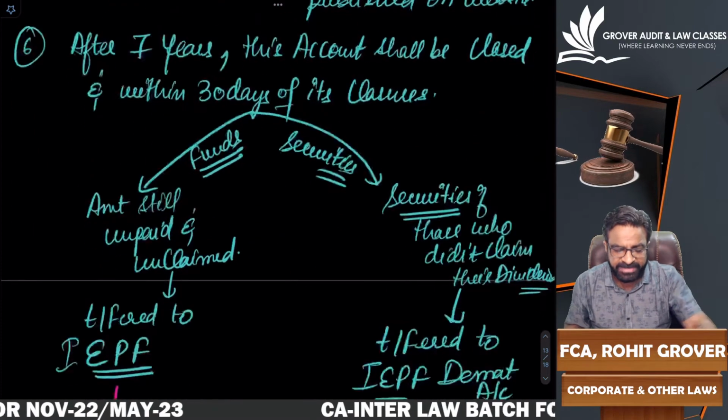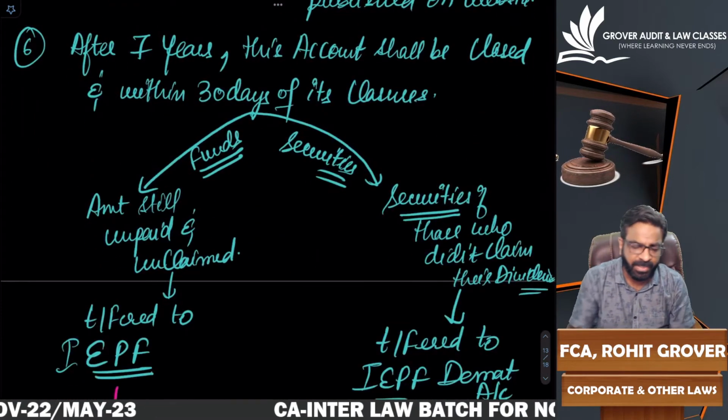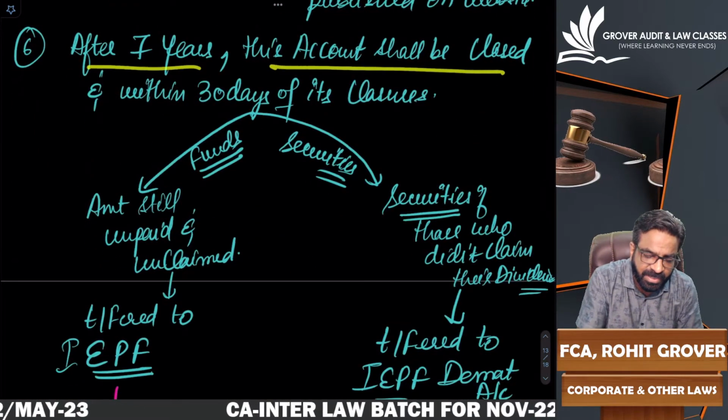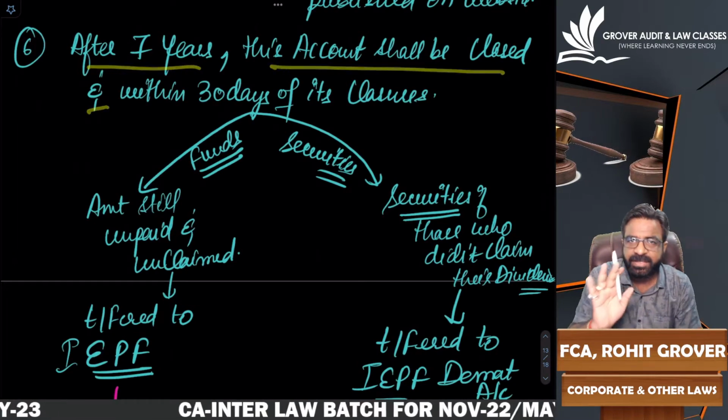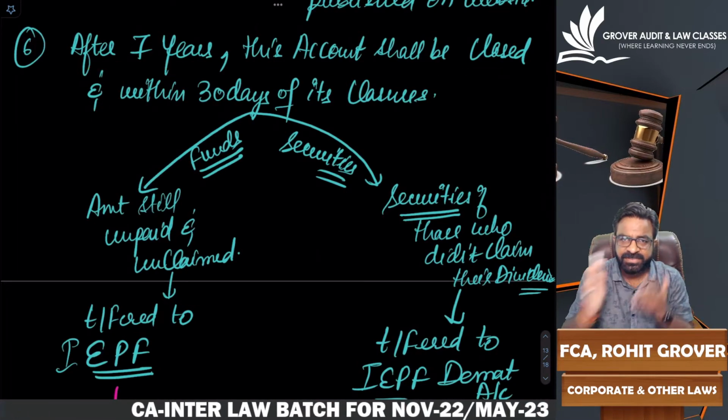Now, after 7 years, what is the next point? After 7 years, this account shall be closed. Is it clear? Yes, sir. After 7 years, this account also will be closed.